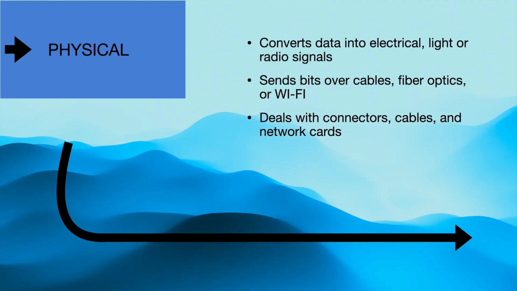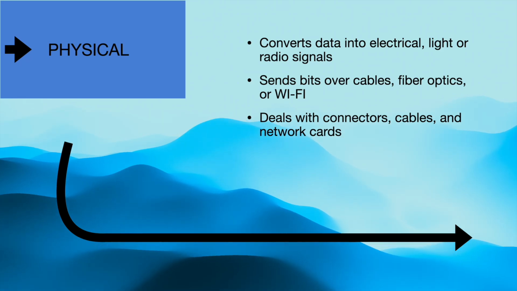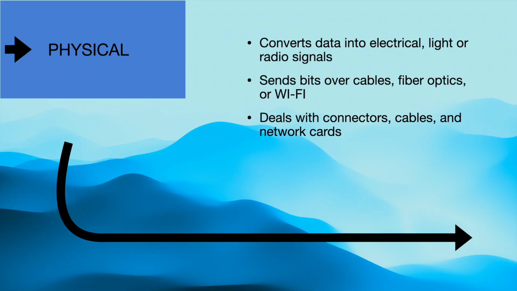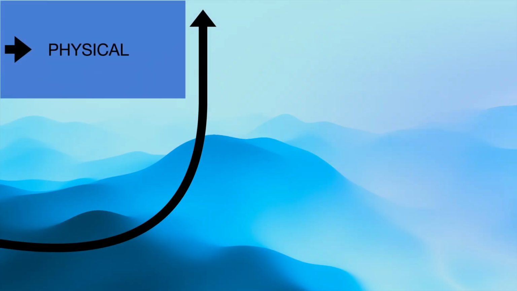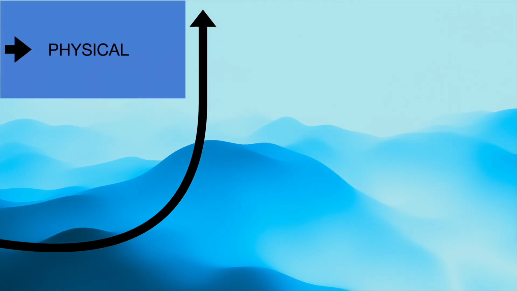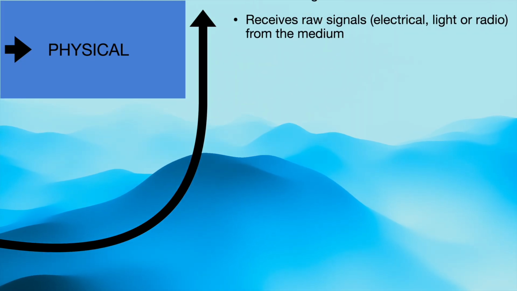Now at this point, the data is flying across the internet, or local network, hopping through routers and switches, following the rules of the TCP/IP model. Now, reversing on the receiving side, the receiving device gets those electrical or optical signals at its physical layer. It starts rebuilding the raw bits into something usable.